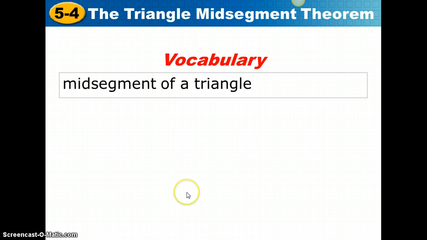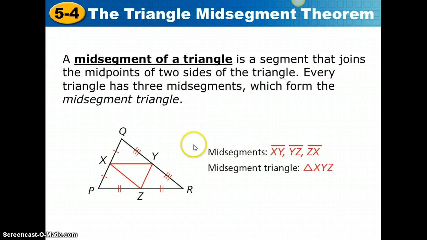The only vocab we have is the midsegment of a triangle, and then you'll have some theorems to look at, but the vocab term we have is the midsegment of a triangle. And here's what that is. The midsegment of a triangle is a segment that joins the midpoints of two sides of the triangle.